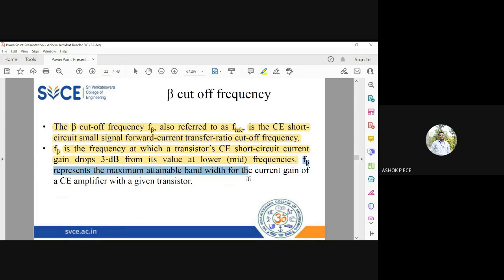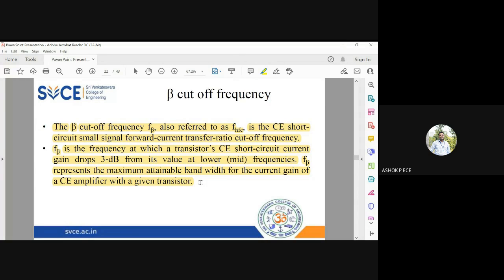So f beta will represent the maximum attainable bandwidth for a given current gain, because we are finding f beta by short circuiting the load, correct? So this is the maximum. This frequency corresponds to the maximum attainable bandwidth.